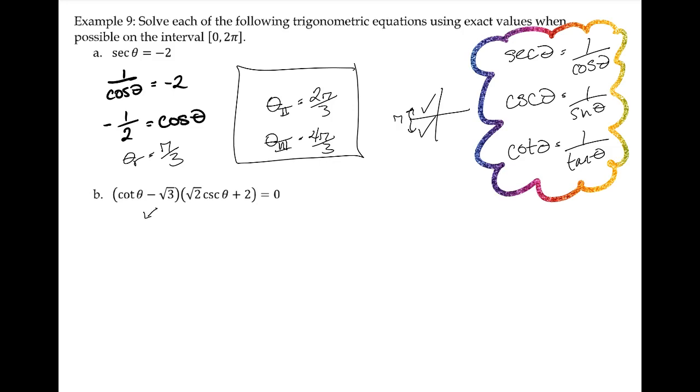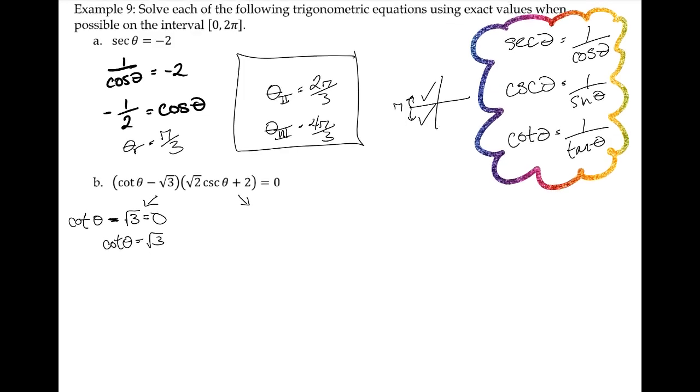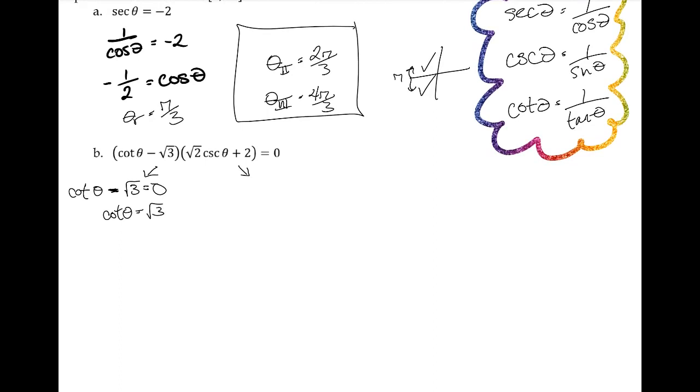I'm going to break it apart into those two statements, since each piece that's being multiplied could potentially be equal to 0 in order to produce 0 when it's multiplied. So I've got cotangent of theta minus the square root of 3 is equal to 0, in which case cotangent of theta would be equal to the square root of 3. Working this one through, that means that it's 1 over tan theta is the square root of 3, or that tan theta is going to be 1 over root 3.